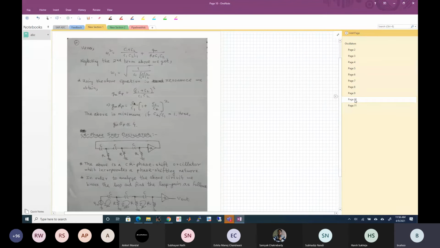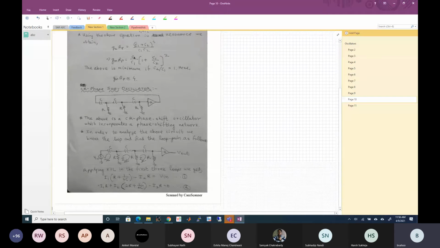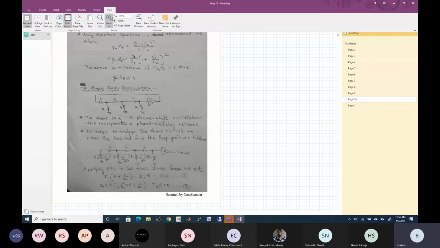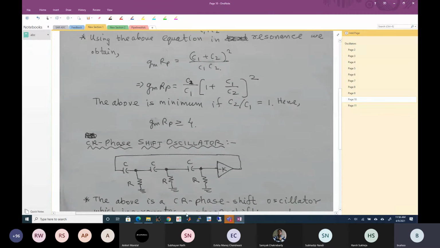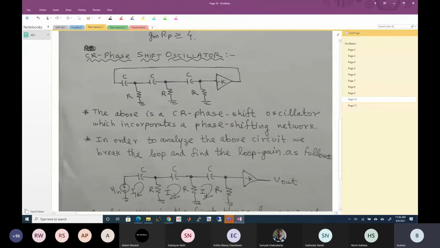Now, this is the CR phase shift oscillator. I'm going to make a creative problem on oscillators, so make sure that you understand the concept. Okay, the CR phase shift oscillator. So this is a capacitive resistive network. The above is a CR phase shift oscillator which incorporates a phase shifting network. So CR is going to give you a phase shift.